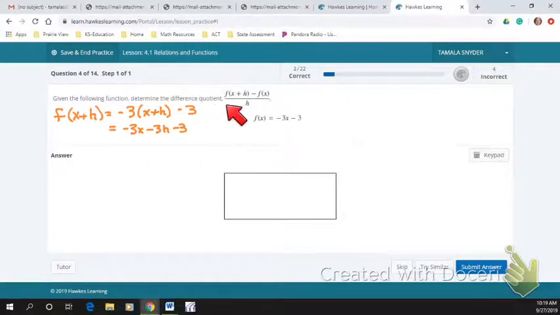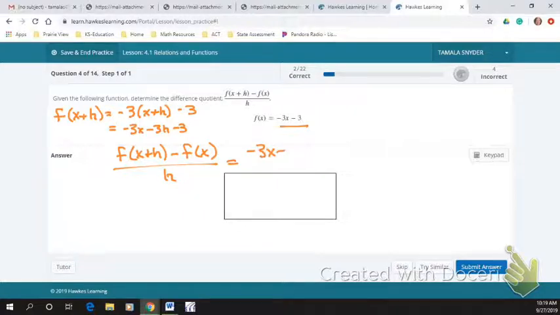Now my goal is to get to this point where I have f of x plus h minus f of x, which I already know what f of x is. F of x is this thing right here, right? So f of x plus h minus f of x, all divided by h, is going to look like this. Negative 3x minus 3h minus 3. I'm going to write it down first and then we'll talk about it. Minus parentheses negative 3x minus 3 all over h. So write that down and then I'll explain where it came from.